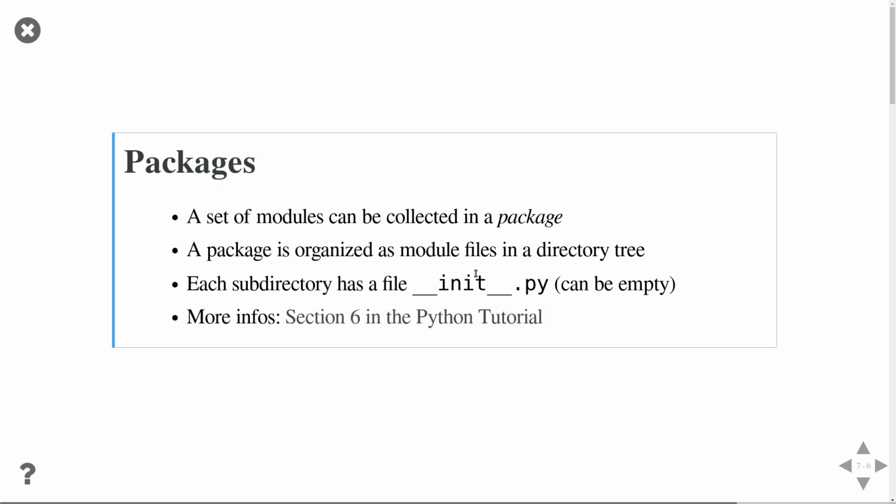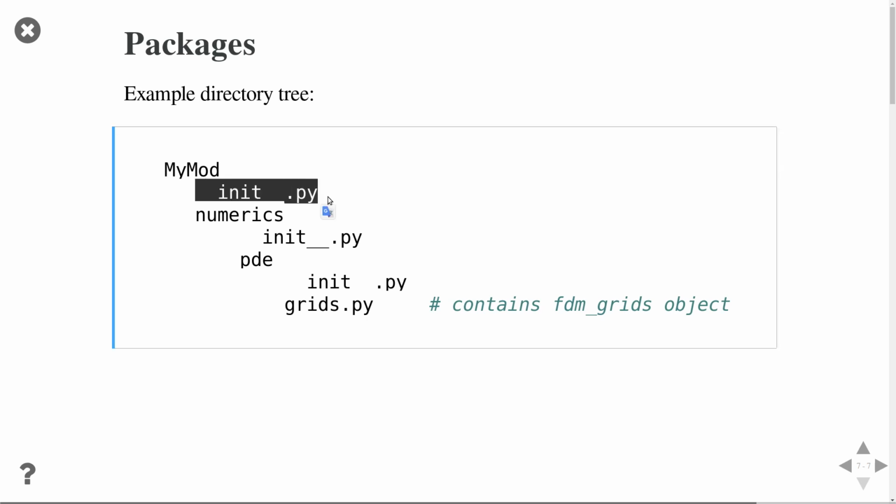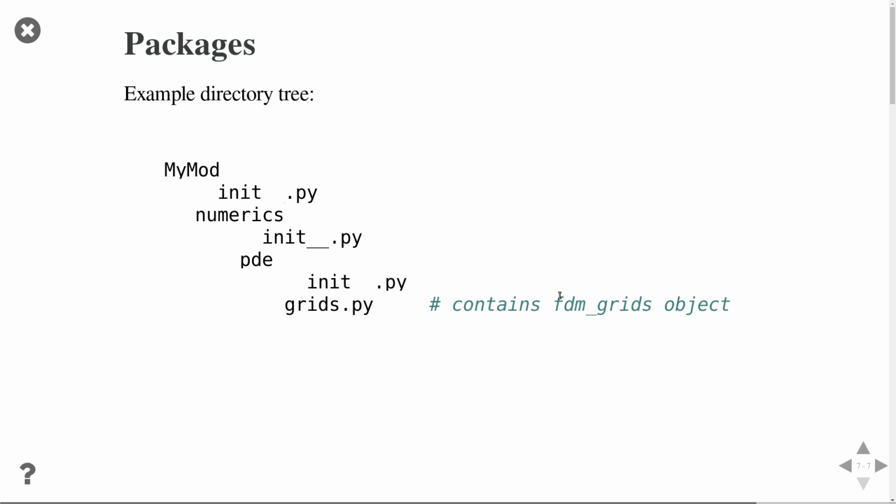Okay, so I'll show you an example. Let's say you started making more and more modules, but they thematically have the same purpose, so you want to collect multiple modules into one package. What you do is create a directory, in this case called mymod, and that directory contains a file __init__.py. Then in there I have a subdirectory called numerics, again with __init__.py. In there I have a subdirectory called PDE, again with this init file. And then finally in there I have my Python file grids.py that defines some functions. Obviously you could now start adding more Python modules in these subdirectories. It allows you to structure more complicated projects into subdirectories.